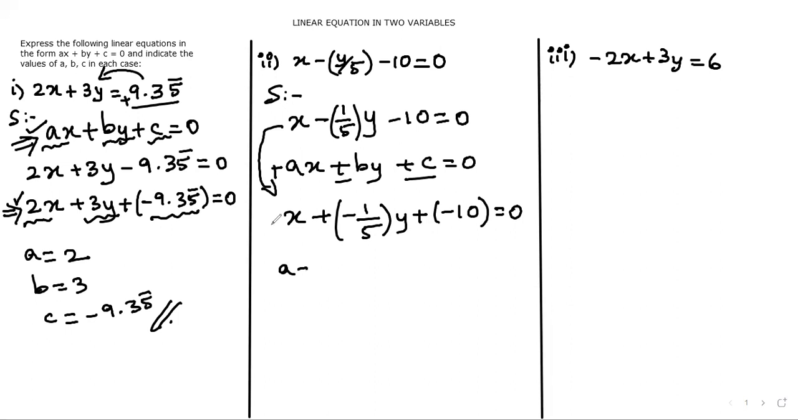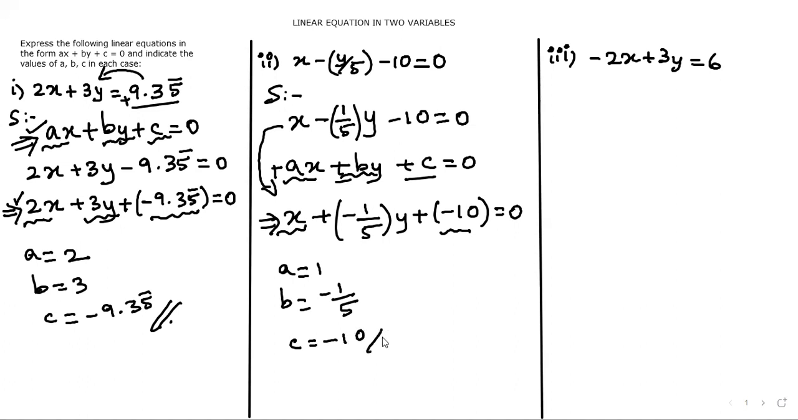Now tell me, what is the value of a? Here compare: a is the coefficient of x. There is no value shown here, so the value of a will be 1. And what is the b value? The coefficient of y is b, so here it is negative 1 over 5. Now what is the c value? c is the constant which is negative 10.